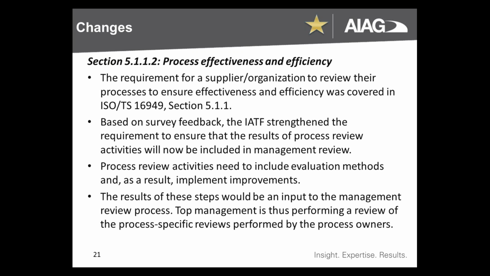5.1.1.2 is a revised requirement on process effectiveness and efficiency. So TS 16949 back in section 5.1.1 did have a requirement for the organization to review their processes to ensure effectiveness and efficiency. This requirement has been strengthened to ensure that the results of process review activities will now be included in management review. And to be quite honest, I don't know a lot of companies that weren't using their management review to review the results of processes, process performance. Most organizations did use their management review for this.